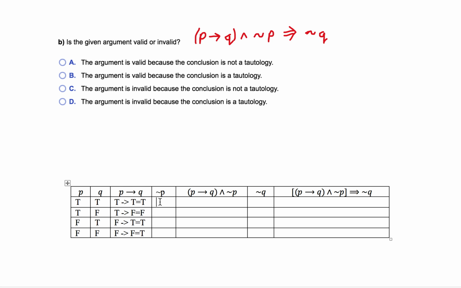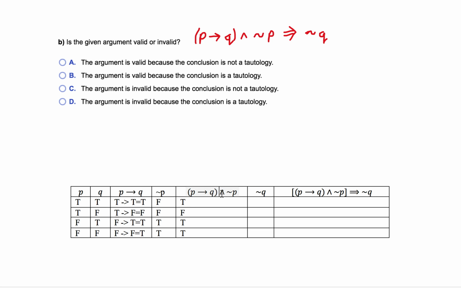Okay, negation of P. Let's fill out that column. So we're doing the opposite of these. So we'll have false, false, true, true. And now we're going to put those two columns together. So I'm first going to write the answers to P arrow Q. So I'm going to come back over here and the answers that I got here, I'm going to copy over here. So true, false, true, true.